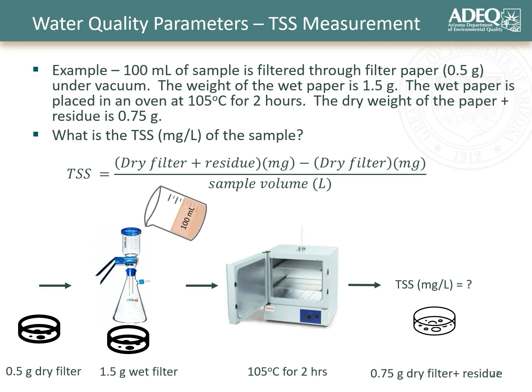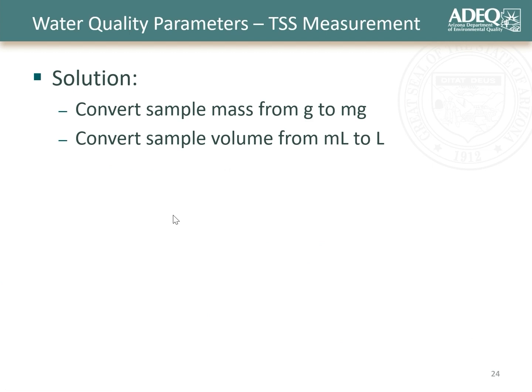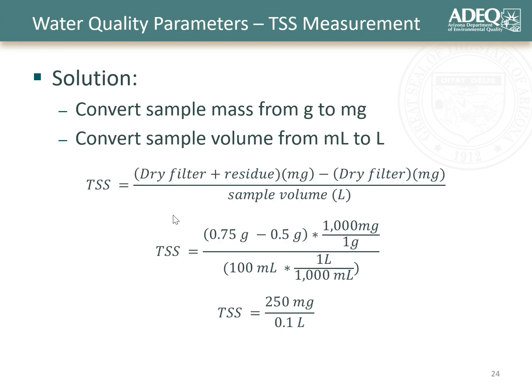So at this point, we have the equation. We've got a series of measurements we've collected. So now let's walk through this calculation. The first thing we must do is convert the mass from grams to milligrams and convert the sample volume from milliliters to liters. So using the equation we had before, the total suspended solids is equal to the dry filter plus the residue minus the dry filter, divided by the sample volume. So in our example, the weight of the dry filter plus residue is 0.75 grams. The weight of the dry filter itself is half a gram. So we subtract those two from each other, and that gives us 0.25 grams.